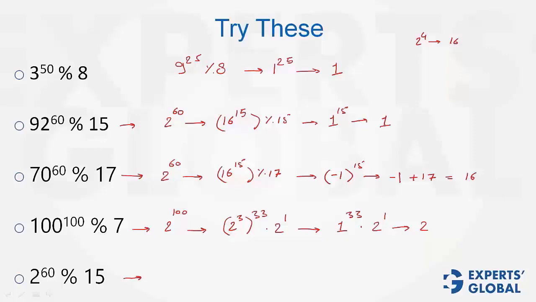Next, 2 to the power of 60, and we need the remainder with 15. That's an easy question. We just solved this. It is the same as this question, so the answer is going to be the same. We write this as 16 to the power of 15. The remainder with 15 turns out to be 1 to the power of 15. Therefore, the answer is 1. If you got all the 5 questions correct, you have done a very good job.